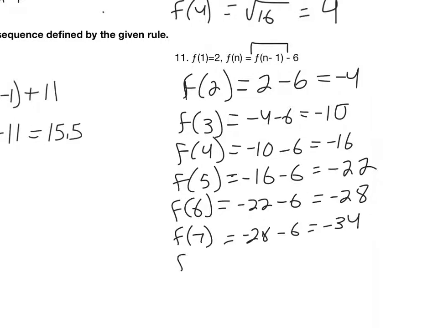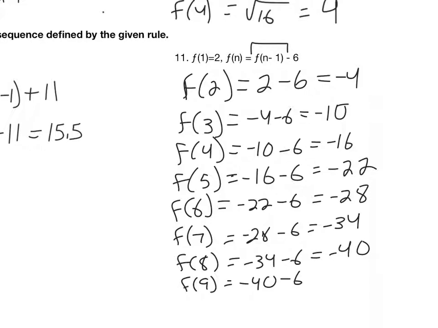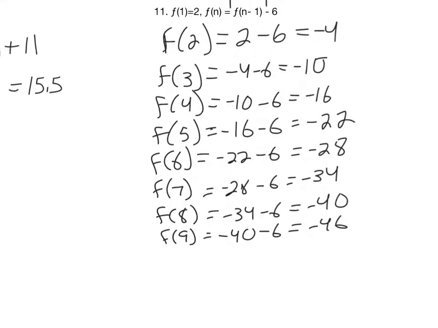How do I find f of 8? It would be my previous term, -34, minus 6, which is -40. F of 9 would be my previous term, -40, minus 6, which is -46. And last, how would I find my 10th term? It would be your previous term, -46, minus 6, which is -52. And that would be the 10th term of this recursive sequence.